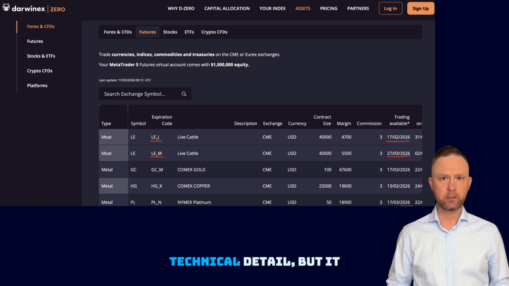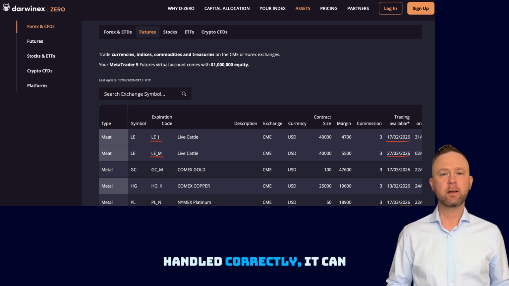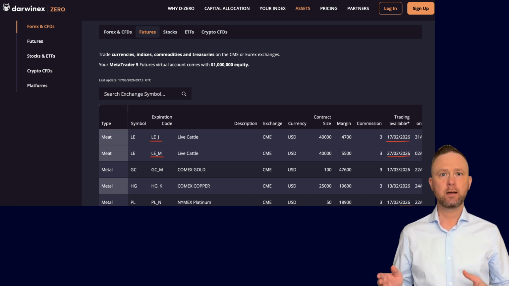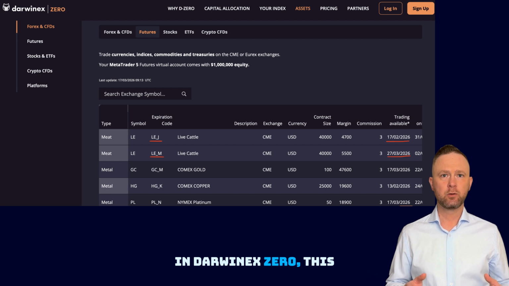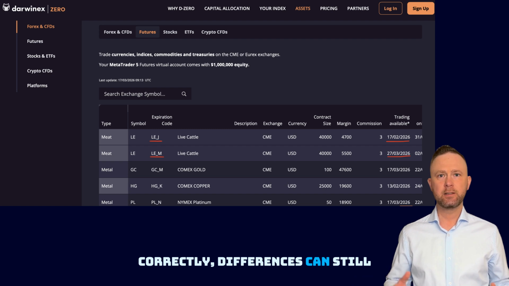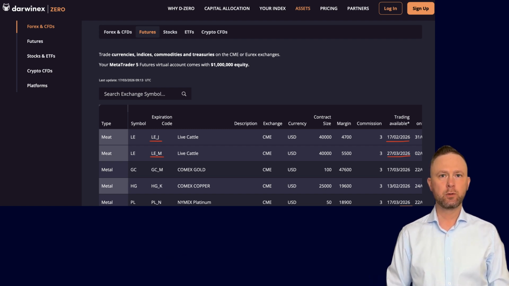That sounds like a technical detail, but it matters a lot. If rolling is not handled correctly, it can affect execution, spreads, liquidity, and even the accuracy of copied trades. In Darwin X0, this is managed through the assets page. That means strategy logic can be perfectly fine, but if the futures contract is not rolled correctly, differences can still appear between the CFD source account and the futures receiver account.